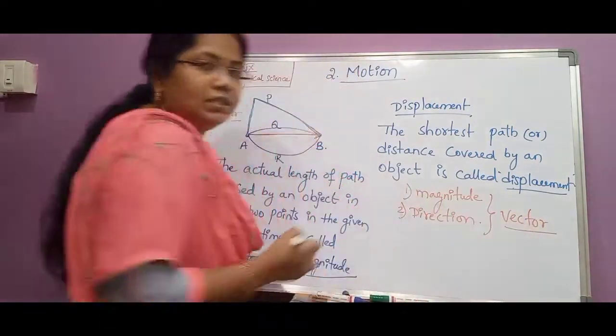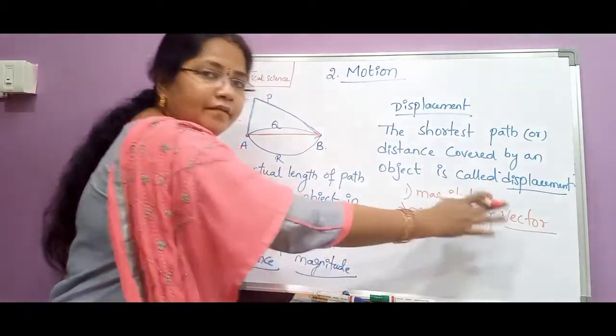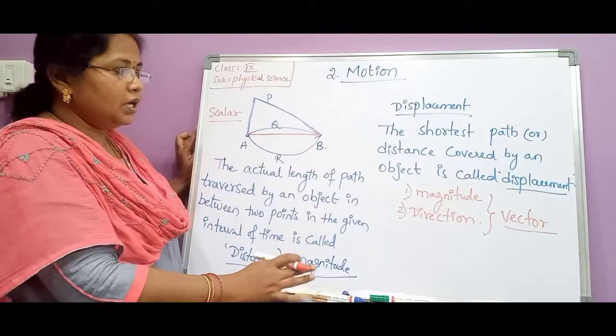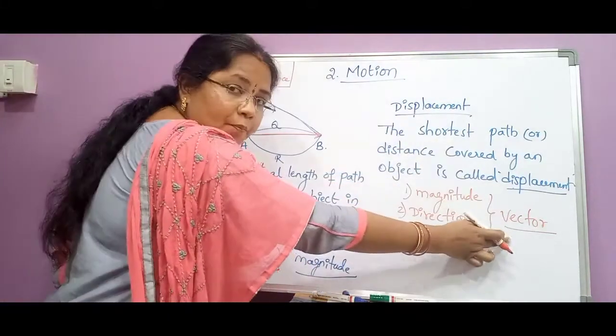It is called a vector quantity. If any physical property has both magnitude and direction, then it is called a vector property. So like this, distance is the scalar property, whereas displacement is the vector property.